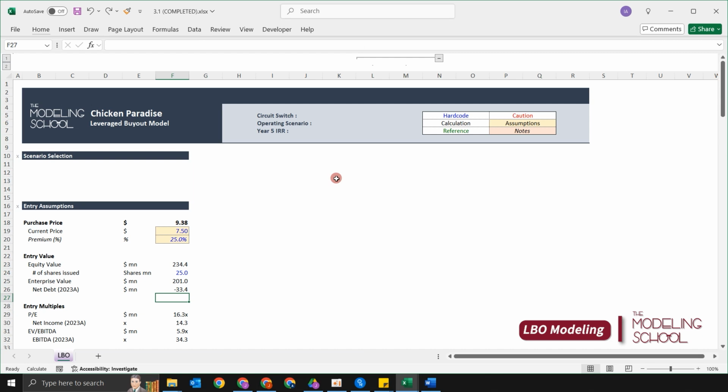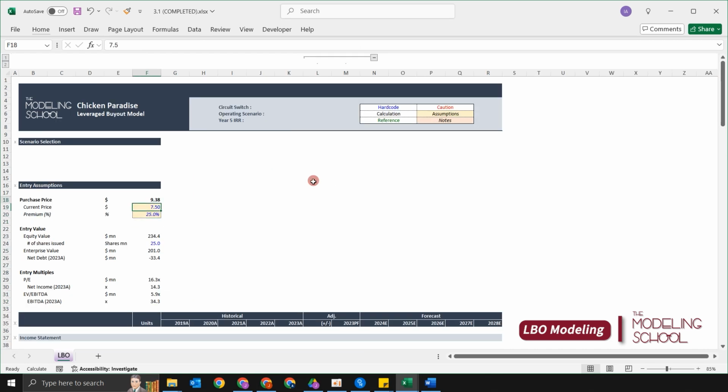Yeah, so we've finished the entry assumptions. We're going to come back to it as we proceed, but we're going to leave it like this at this moment. And now let's move to our fund sources and uses.